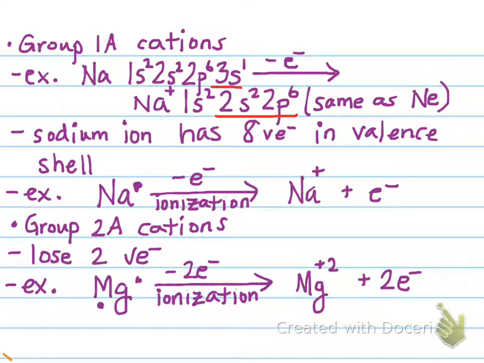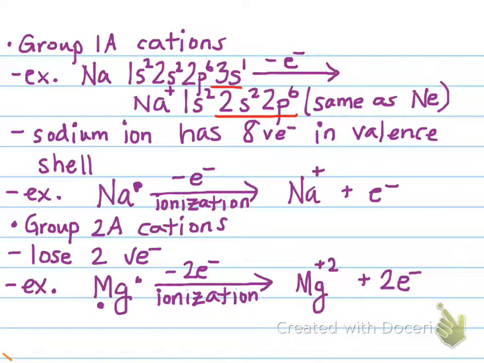So, again, our tall columns are representative elements on the periodic table. Our number of valence electrons is equal to our group number on our periodic table. Group 1A has 1, Group 2A has 2, Group 3A has 3, Group 4A has 4, Group 5A has 5, Group 6A has 6, Group 7A has 7, Group 8A has 8 valence electrons.